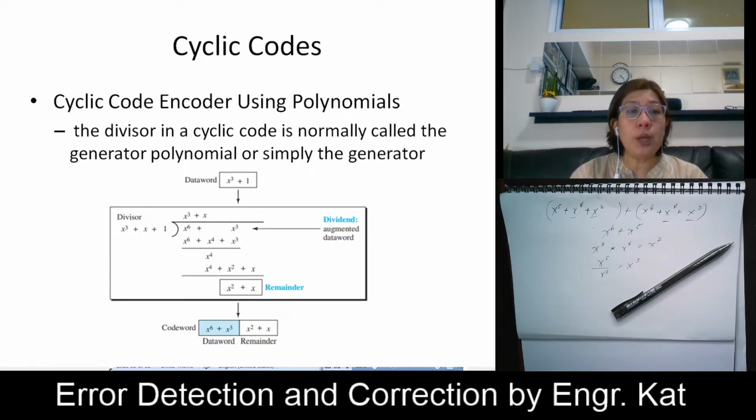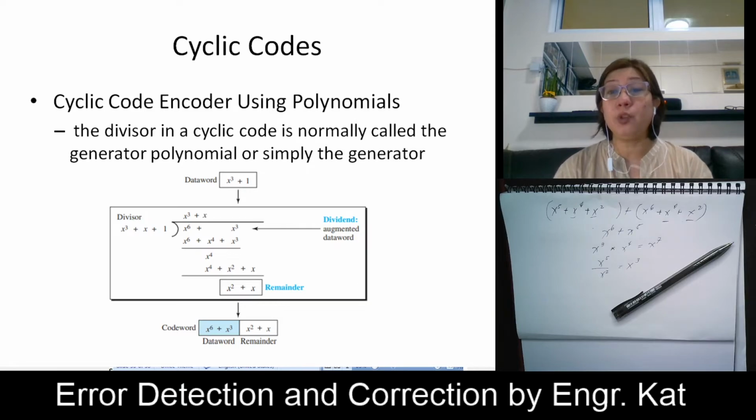The data word 1001 was represented by x cubed plus 1, while the divisor, which is equivalent earlier to 1011, is now represented by x cubed plus x plus 1. To find the augmented data word, we have left shifted the data word 3 bits, multiplying it by x raised to m. In this case, your m is equal to 3, so x cubed. The result is x raised to 6 plus x cubed.